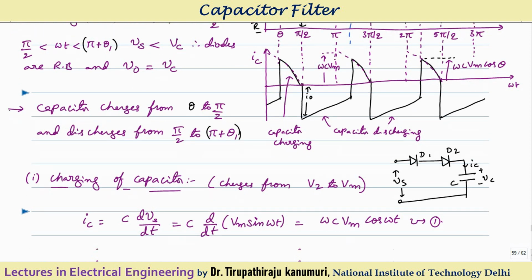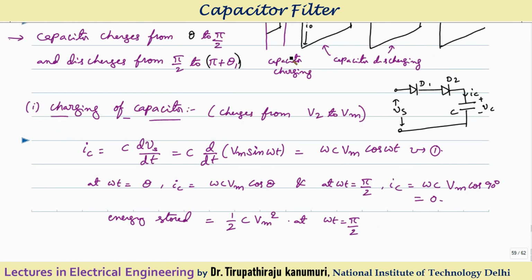So let us try to write the equations for the capacitor current. Then we will come back to this diagram once again. When the capacitor is charging, we can represent it like this, because your output as well as the capacitor is connected to your supply. Your supply voltage is connected to your capacitor through the diodes D1 and D2, both forward biased, that is connected to your capacitor as well as to the load. My concern is only about the capacitor, so I have represented only the capacitor here.